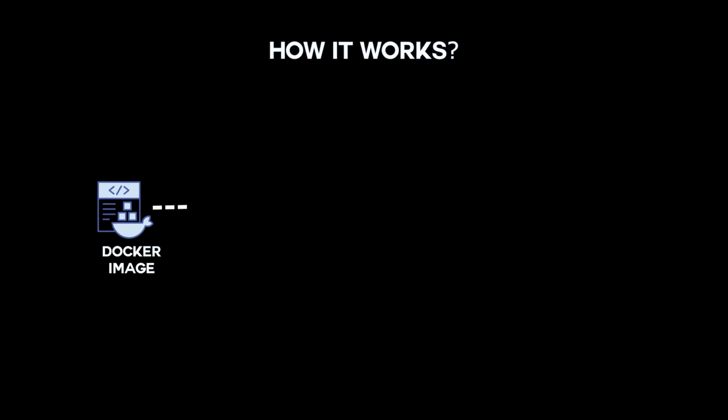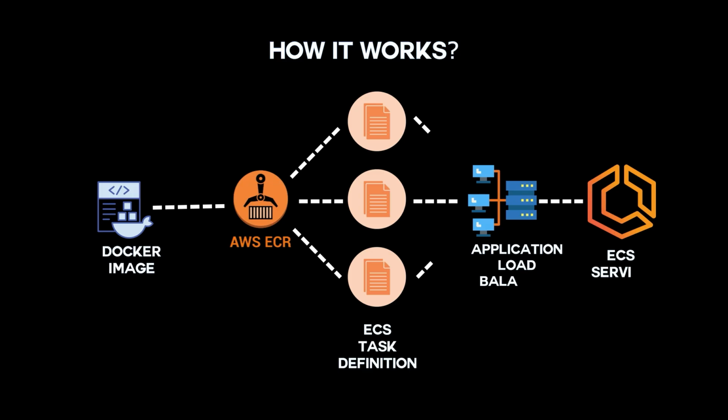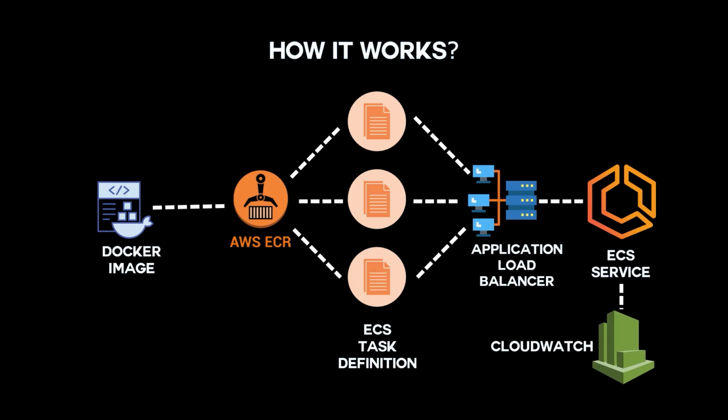First, we build Docker images and push them to Amazon ECR. Then, we define ECS task definitions, specifying containers and their resources. Next, we create ECS services linked to a load balancer, choose EC2 or Fargate for running tasks, and configure auto-scaling. Finally, monitoring and updates are managed through CloudWatch, enabling seamless and scalable containerized application deployment.